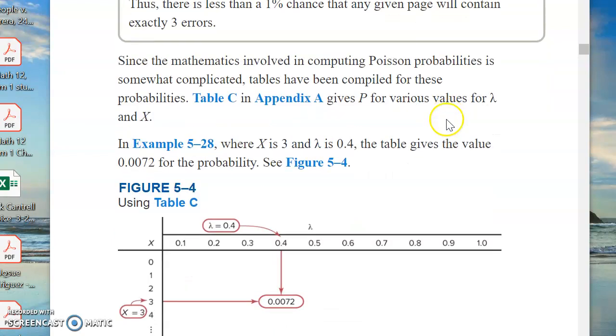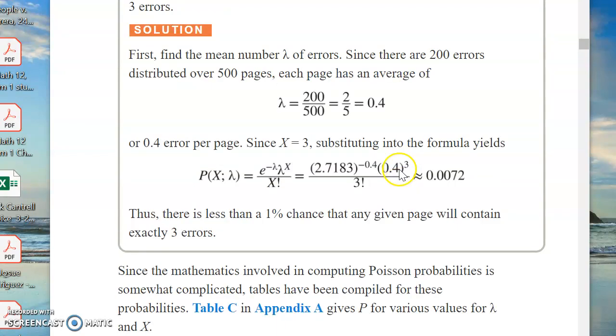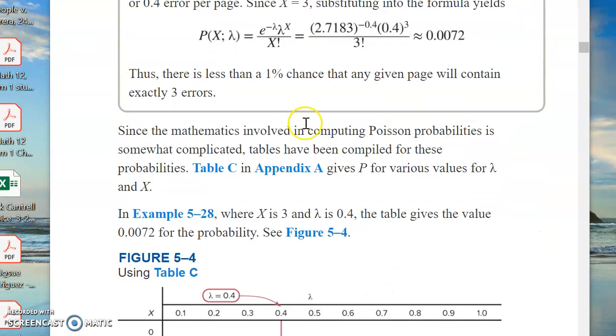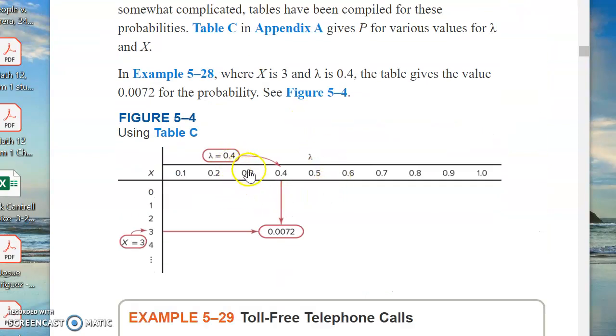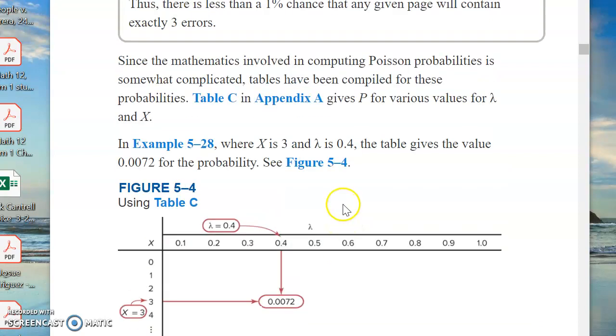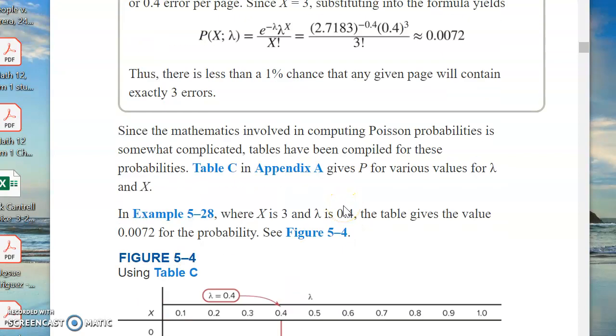In any event, in example 5-28, that's the example we just did, lambda is 0.4, so that's up here. X is along this column here. There's 3 successes with a lambda of 0.4. It gives you the calculation. Some guy sat down and did the calculation and put it into this table, and that's exactly the same answer as we got by doing it by hand.